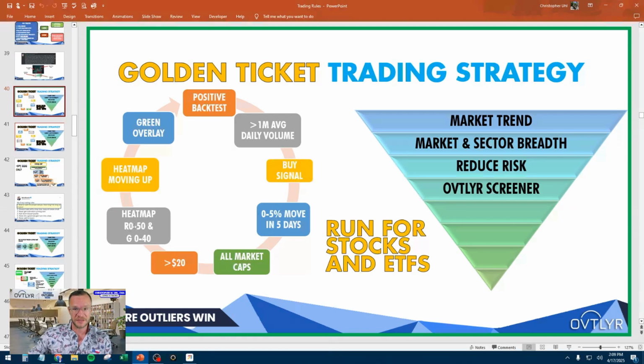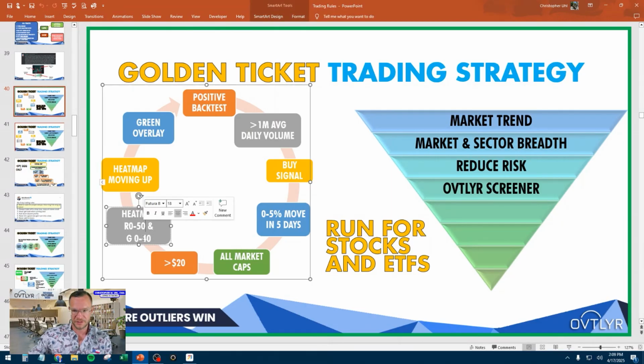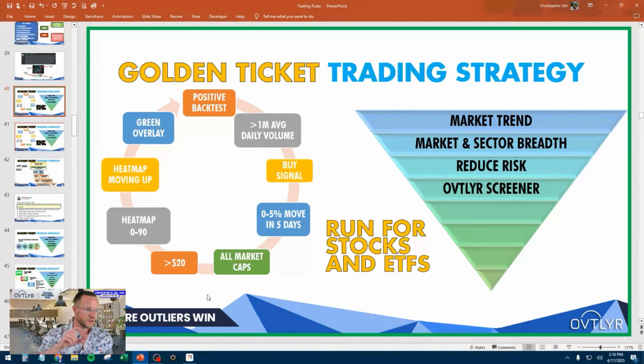The heat map is basically, wait, actually, I need to refresh this. Well, basically it's just heat map value of 0 to 90. Yeah, that was a change that we've made recently. It used to go 0 to 50 on fear, 0 to 50 on greed. Now it just goes from 1 to 100, makes it a lot easier.